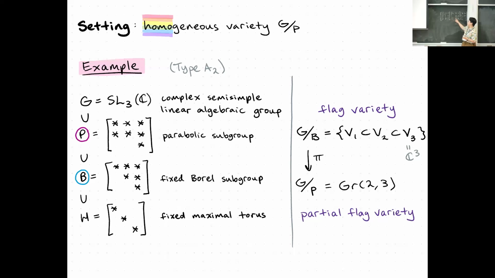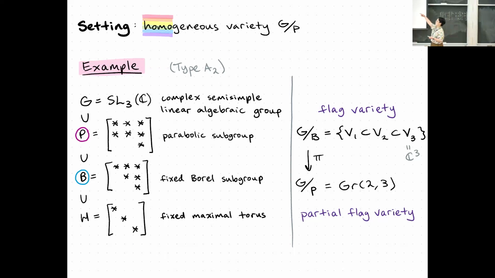But you'll notice that if I do this, this matrix represents the same flag as this one, right? The span of the first standard basis vector is the same as the span of (A, 0, 0), and so on. And for the two-dimensional vector space, you can take linear combinations of the first two. So that's what happens when you quotient by upper triangular matrices.